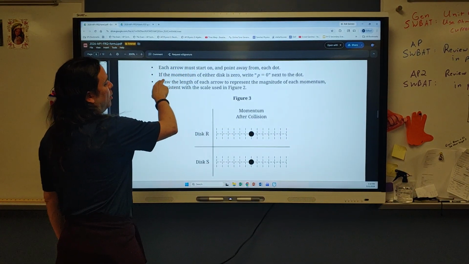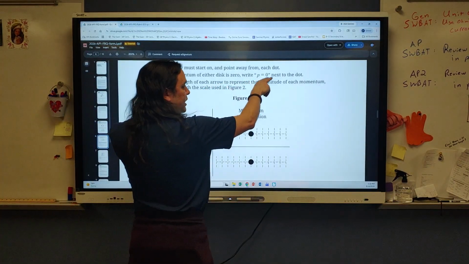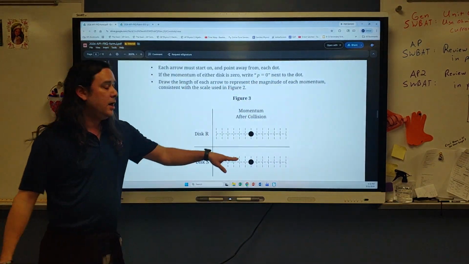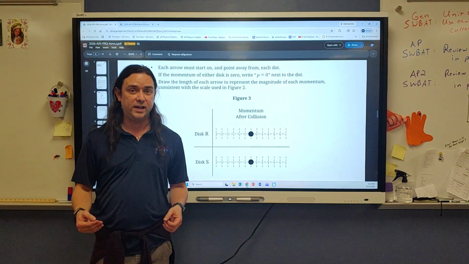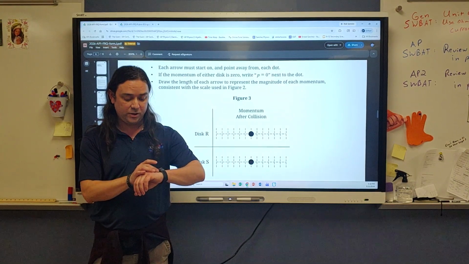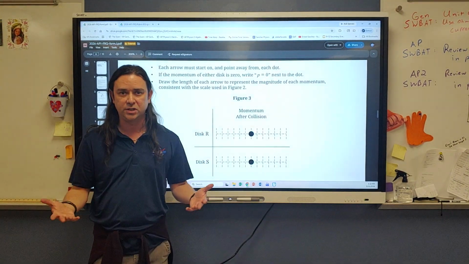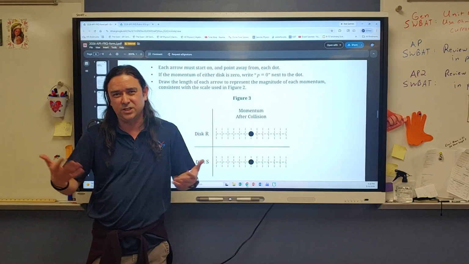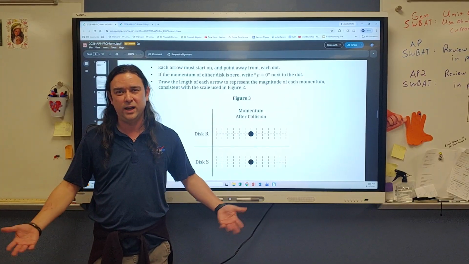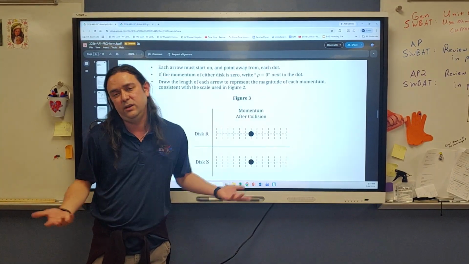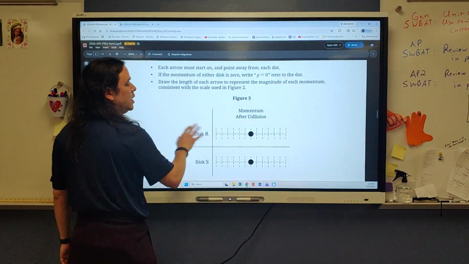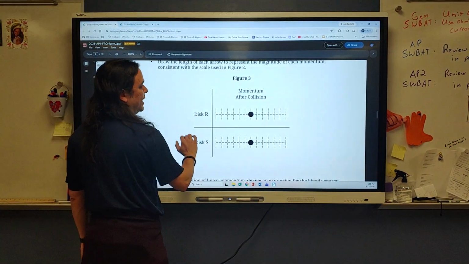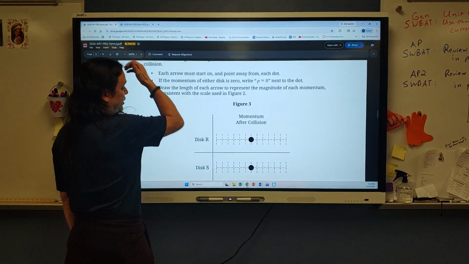If the momentum of either disk is 0, write P equals 0 next to the dot. Otherwise, you would leave it blank. It's an important rule in test writing that we do not have something where the correct answer is to just leave it blank, because then we don't know if you didn't get to it, and you shouldn't get points if you didn't even solve it. So just as a side note, in case you're wondering why they would have us write that out, you have to give some indication that you intend for it to be 0. So that's pretty common on the exams.